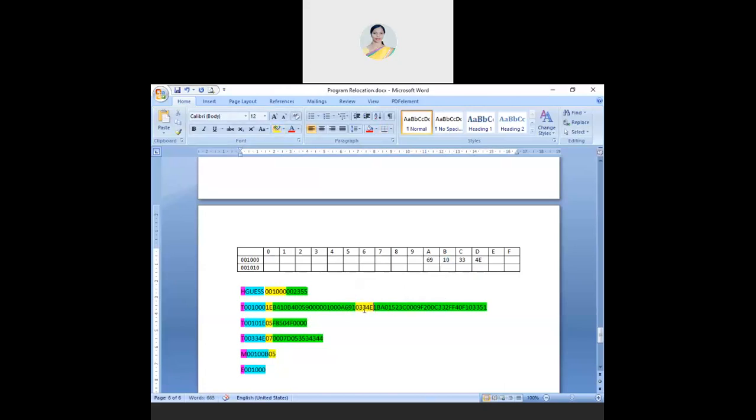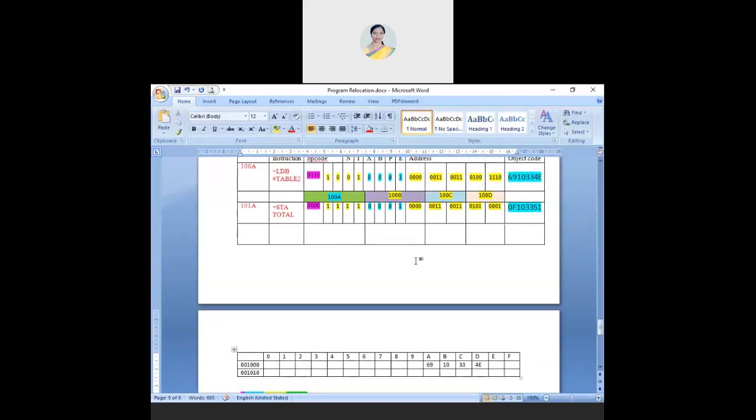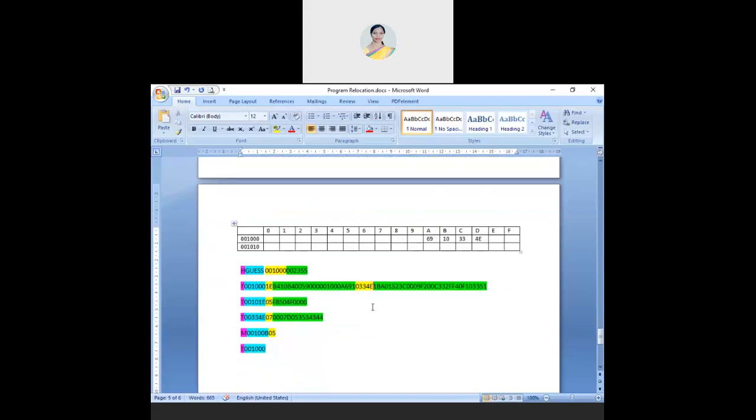So this will be changed to what? Relative to the base address, that is my starting address. Where have I loaded my program now? At 4000. I am not loading my program at 1000, but at the address 4000. So this will be added: 0334E plus my starting address 4000. So what will be the answer? 0734E. It will load this instruction at 034E. Okay, done? Yes.